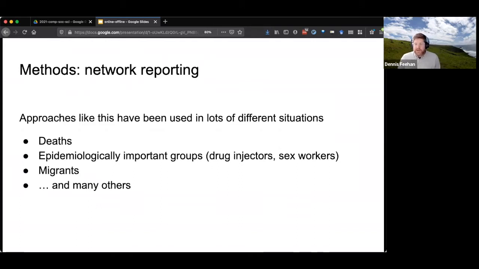And so this kind of approach is not new. It's been used in a lot of different situations, including in demography, my home discipline. We use approaches like this to try and count deaths, which can be tricky to do in many settings. In epidemiology, this is useful for measuring the size of groups that are hard to reach in different ways, including groups like drug injectors and sex workers. You can use this kind of approach to try and study migrants, and there's many others.